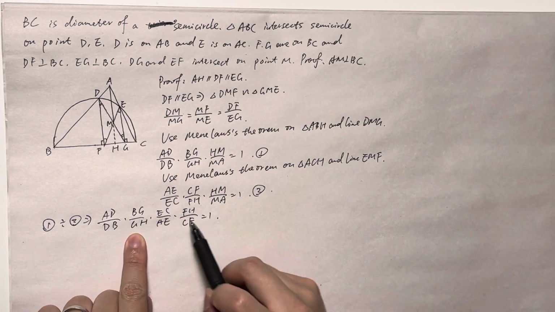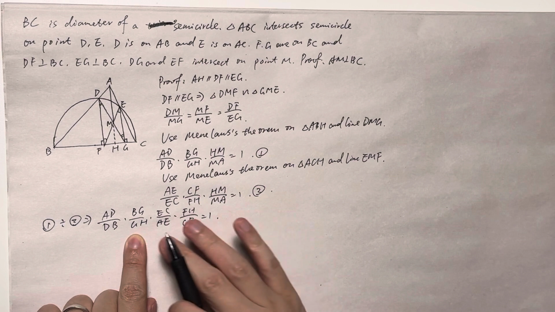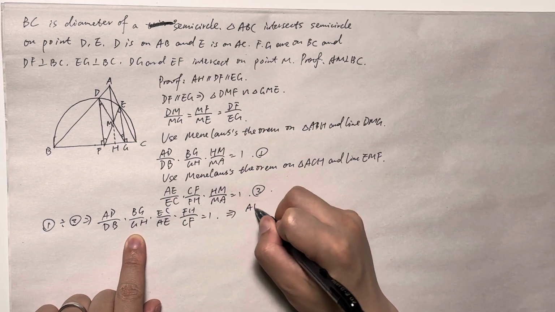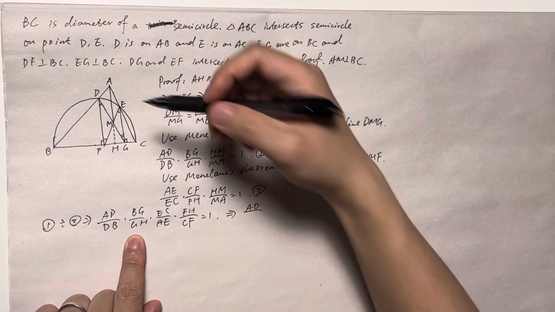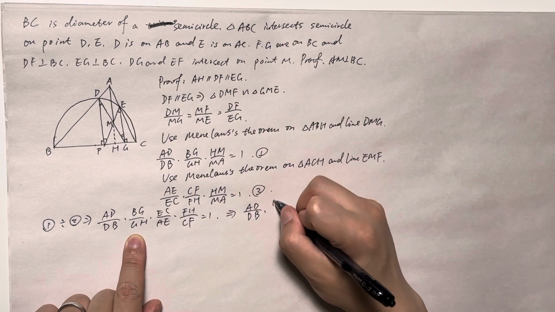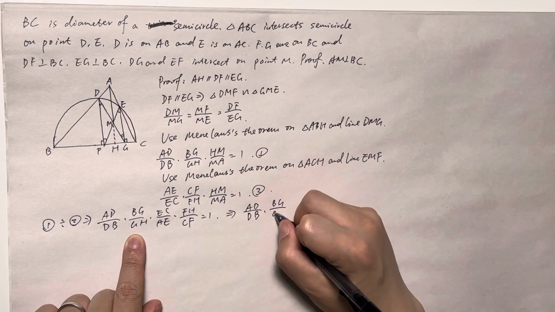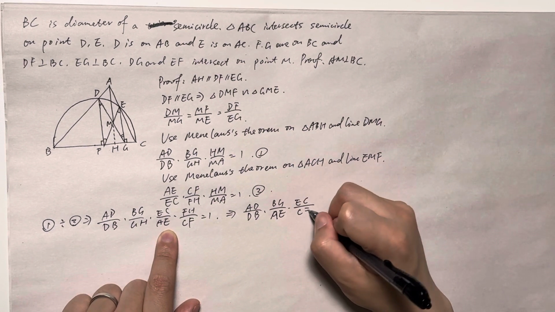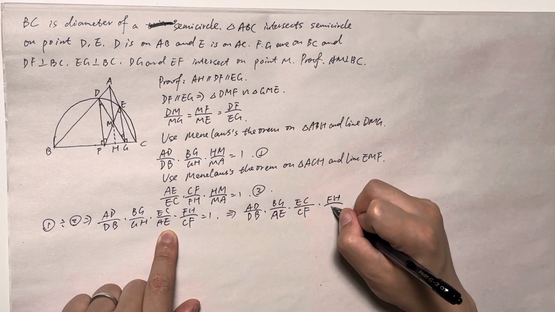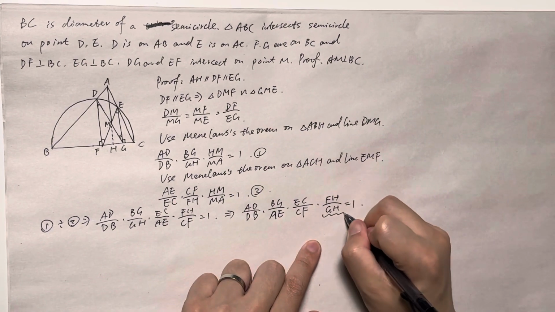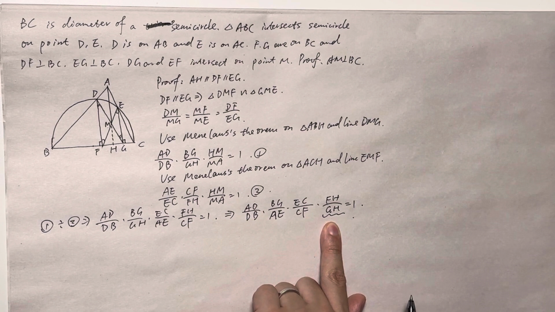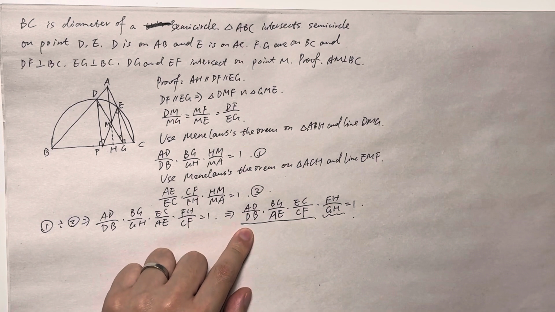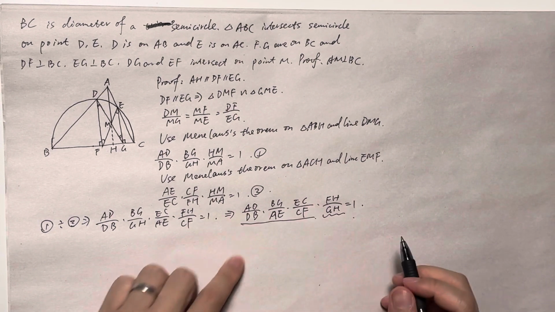And because we want to find the ratio of FH to GH, we put them together and rewrite this equation as AD divided by DB times BG divided by AE times EC divided by CF times FH divided by GH equals 1. So we want to find the FH to GH ratio. Then we need to find the ratio of these three terms' product. So we want to simplify it.